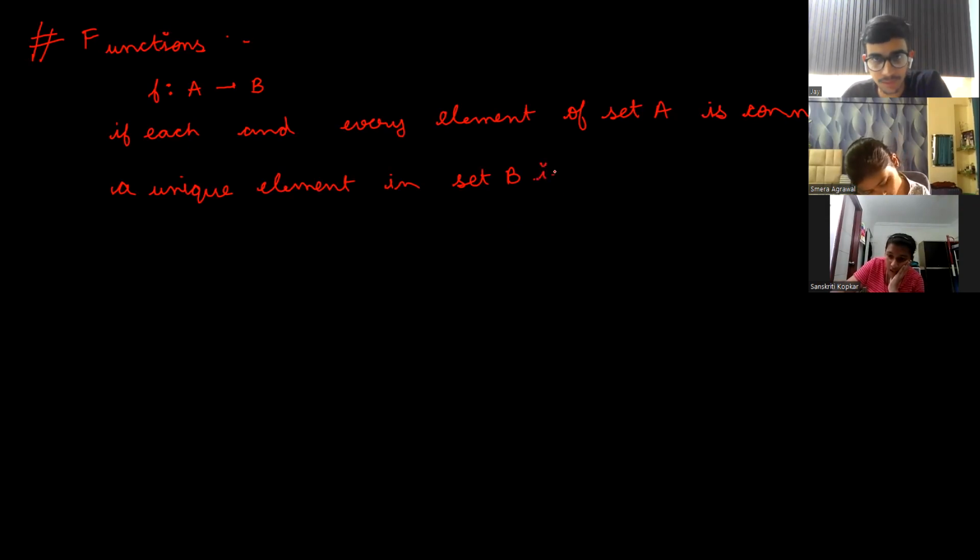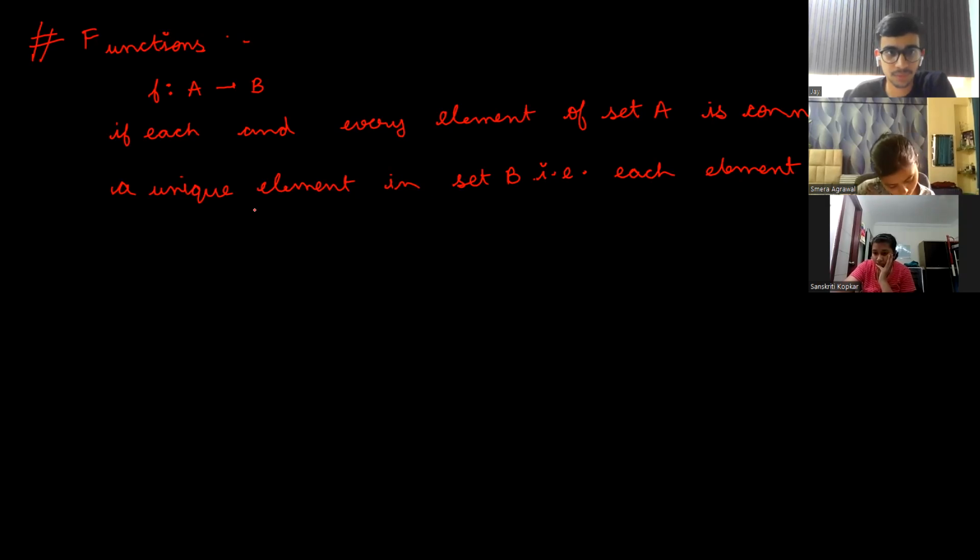that is, each element of A should have only one image in B.